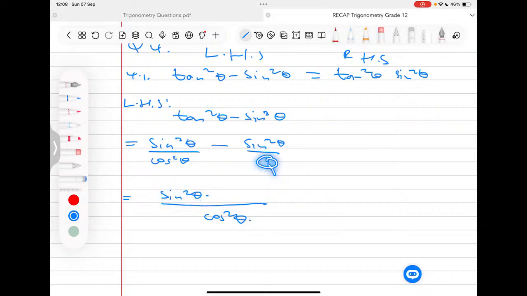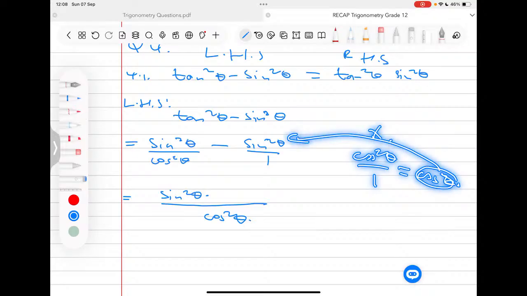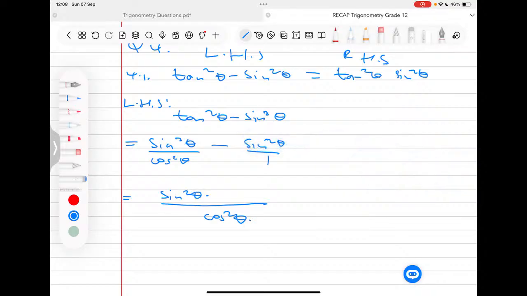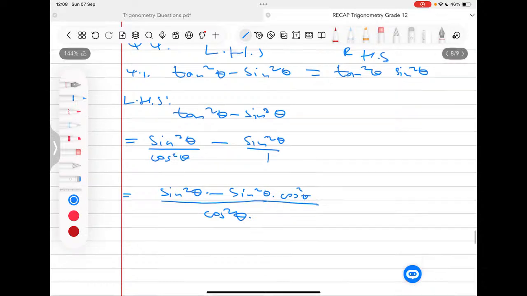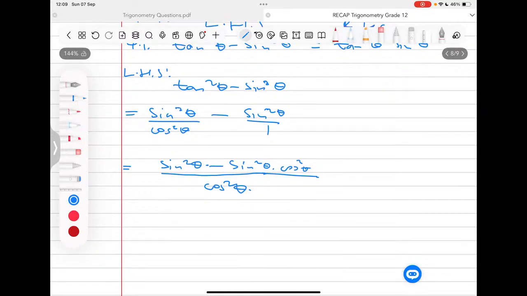I'm saying 1 divided by this, right? So we're saying cos squared theta divided by 1. It gives me a cos squared theta. Then I take the cos squared theta, multiply it with the sine squared theta, right? Then I'm going to have a minus. Here we're going to have minus sine squared theta times the cos squared theta. We're going to have the product of the two.